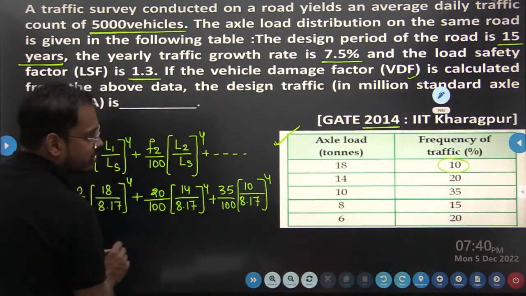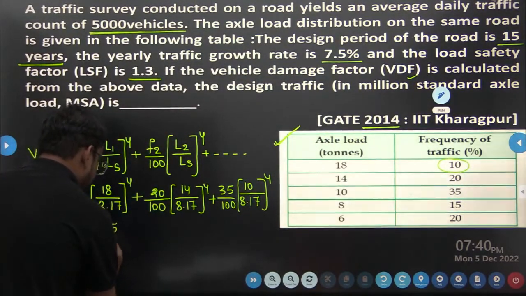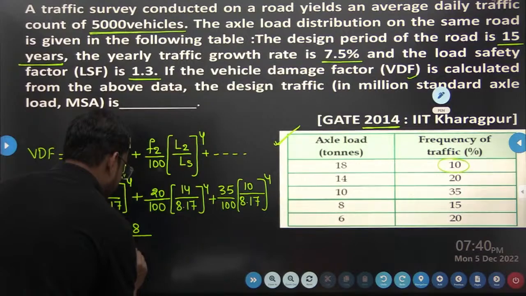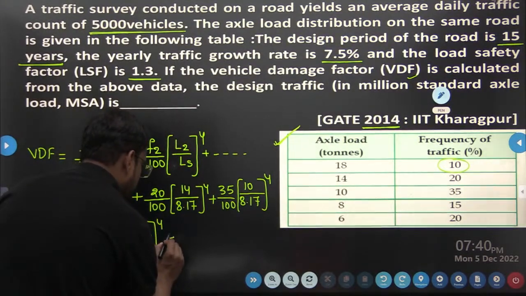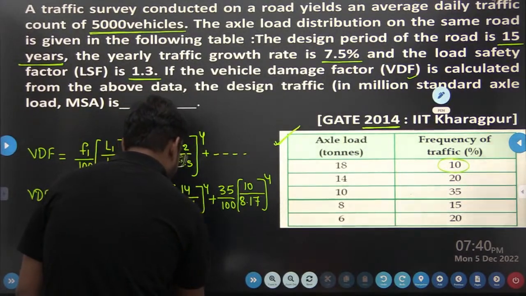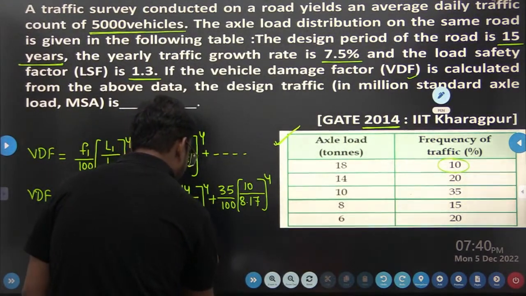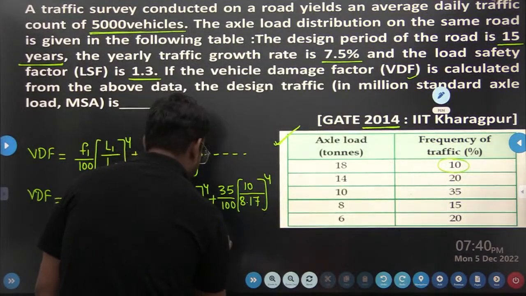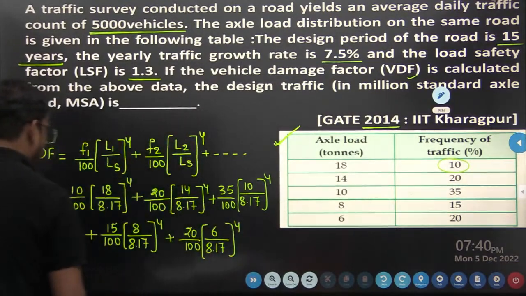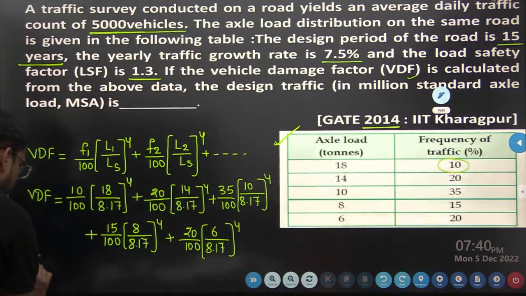Plus the value is 15%, that means 15 dividing by 100 under bracket 8 dividing by 8.17 whole raised to power 4, plus 20%, that means 20 dividing by 100 under bracket 6 dividing by 8.17 whole raised to power 4. This is the value. Now you can calculate the value of vehicle damage factor.